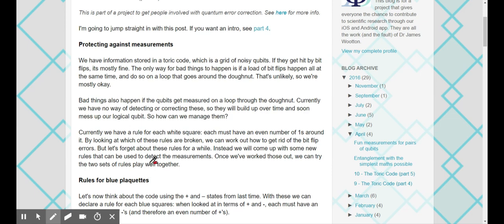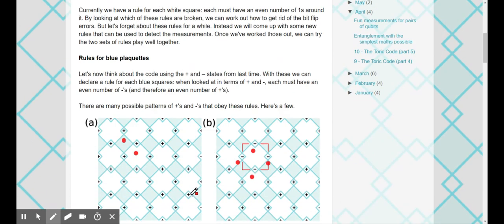We have a rule for each white square. Each must have an even number of ones around it. By looking at which of these rules are broken, we can work out how to get rid of the bit flip errors. But let's forget about these rules for a while. Instead, we will come up with some new rules that can be used to detect measurements.